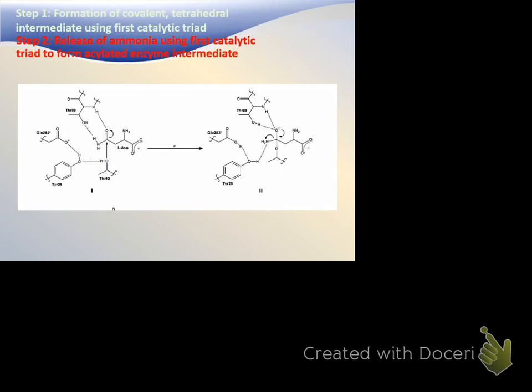So that's the second step, where you get collapse of the tetrahedral intermediate, and the ammonia, or ammonium, would be released, depending upon the pH. So that's a decent leaving group. But it's still covalently attached to the original nucleophile, that threonine. We've got to be able to get our enzyme back.